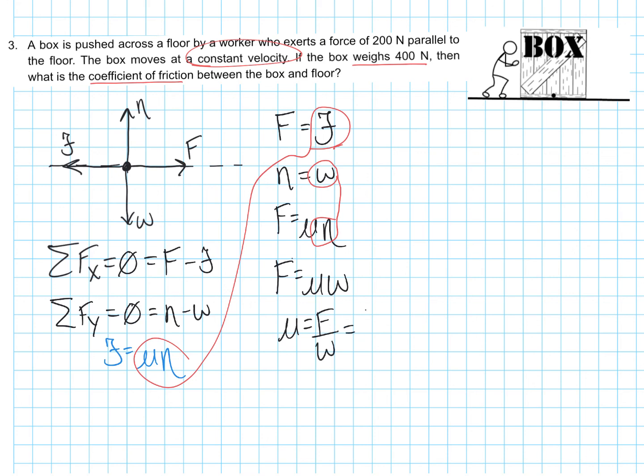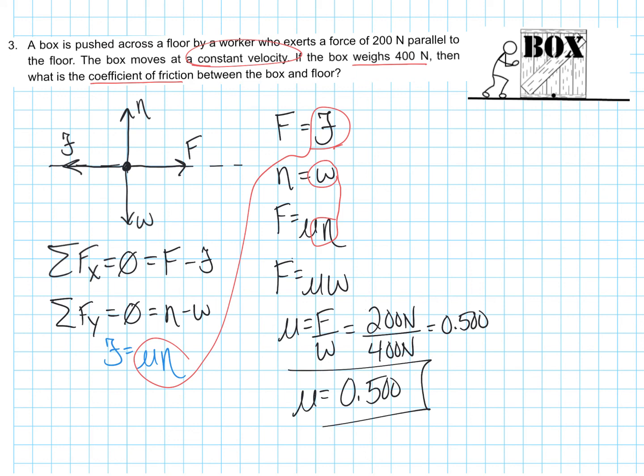So let's see, it's being pushed by a force of 400 newtons. Nope, that's wrong. Let me erase that real quick. It is being pushed by a force of 200 newtons. Let's go with that. 200 newtons, and it weighs 400 newtons. That's better. So that equals 0.500. So the coefficient of friction is equal to 0.500. No units on the coefficient of friction. It's just a percentage of the normal force. So 50% of the normal force goes into friction.